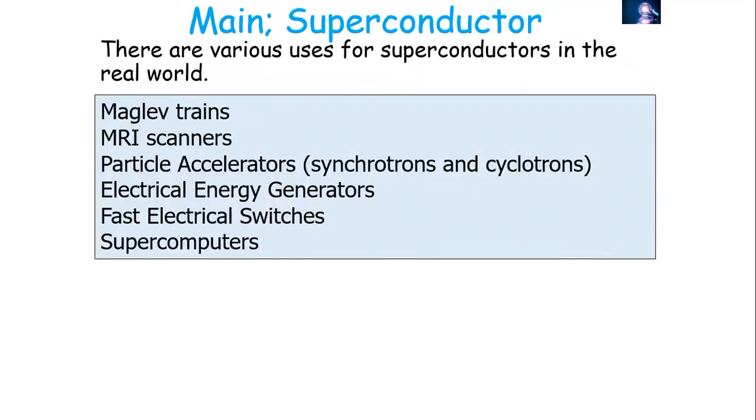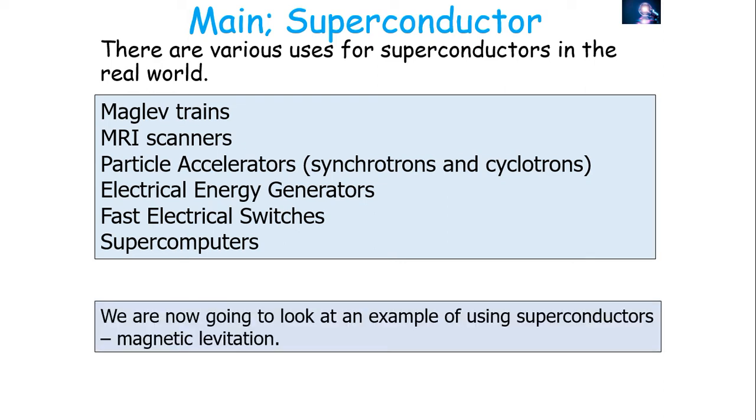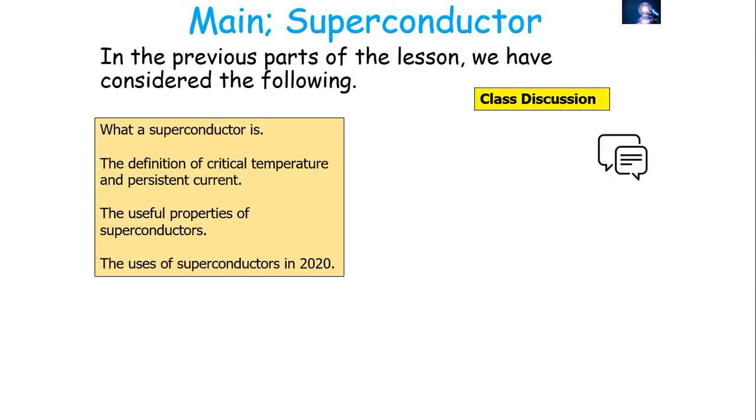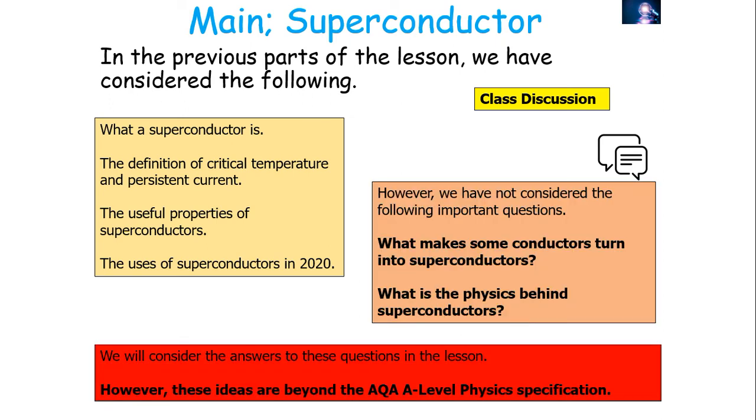So the applications of superconductors in the real world involve maglev trains, MRI scanners, particle accelerators, both synchrotrons and cyclotrons, electrical energy generators, fast electrical switches, and superconducting cables. So, we've looked at what a superconductor is, the definition of critical temperature and persistent current, the useful properties of superconductors, and the uses of superconductors in 2020. Now that is everything you need to know for the AQA A level specification.